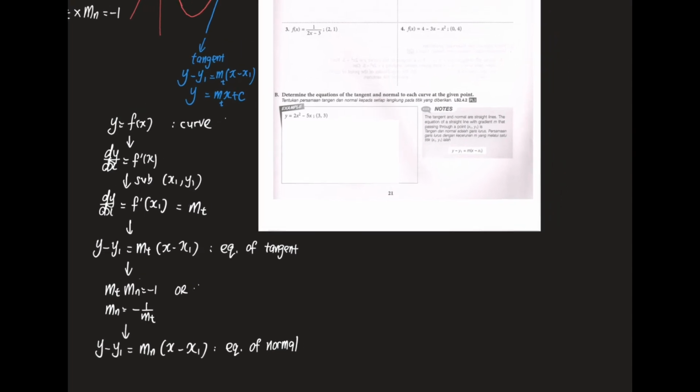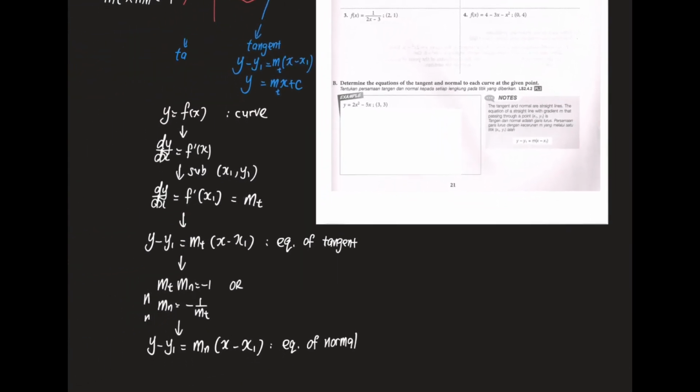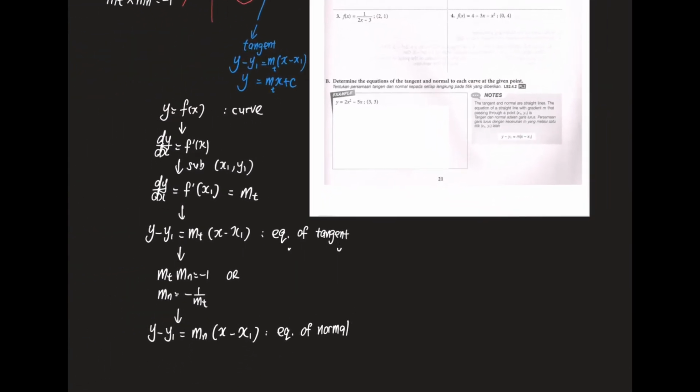Okay, we look at the note first. So you can see it here. The tangent and normal are straight lines. The equation of a straight line with gradient m passing through a point x1, y1 is this formula. They tell us this also, but they don't give more details like what I gave here. Steps. Okay, let's practice.